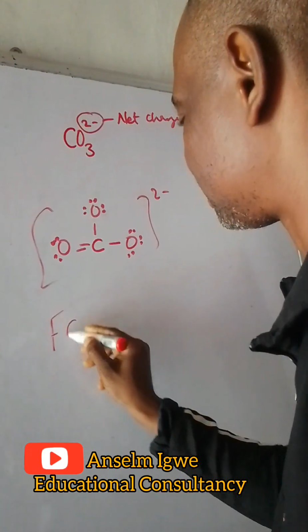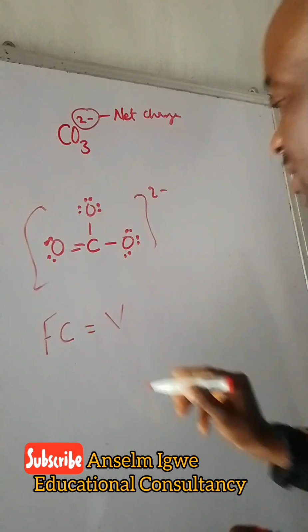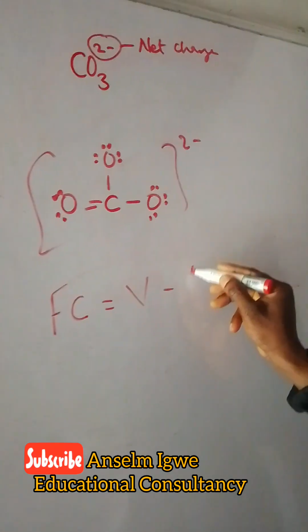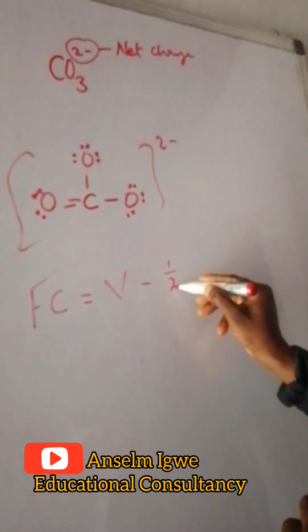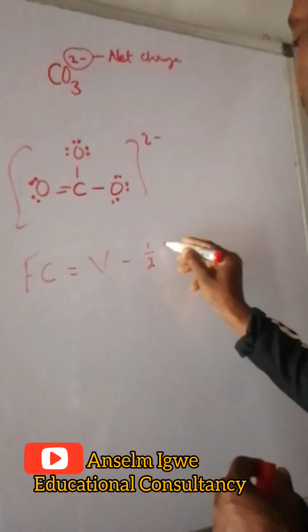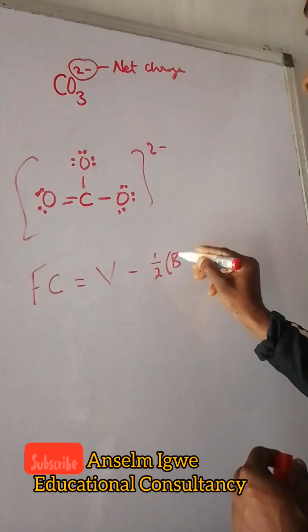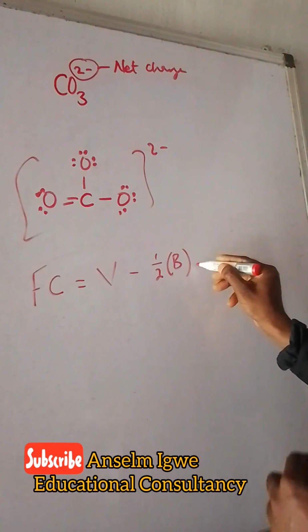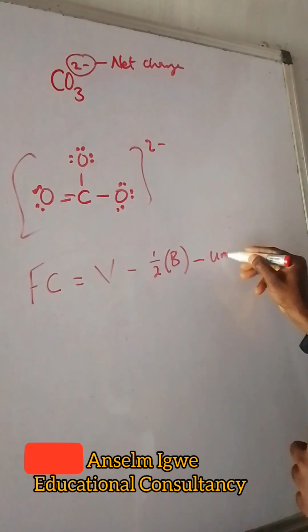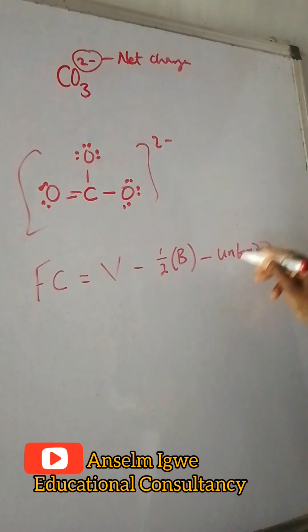The formula for formal charge is valence electrons minus half of the electrons in the bonds minus unbonded electrons.